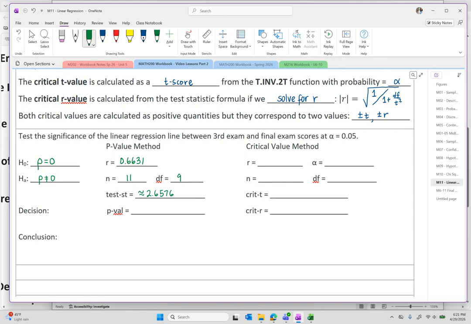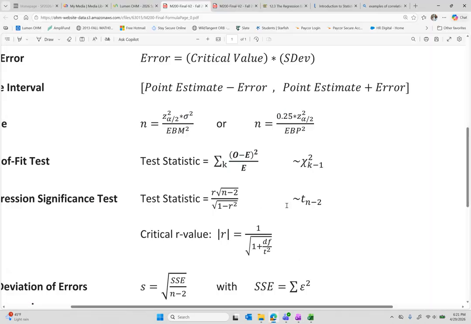And I need to find the p-value. So remember, this is a two-tailed test. This is a t-distribution with degrees of freedom n minus 2. So again, I can look in my final exam formula sheet. It says use a t-distribution with n minus 2 degrees of freedom.